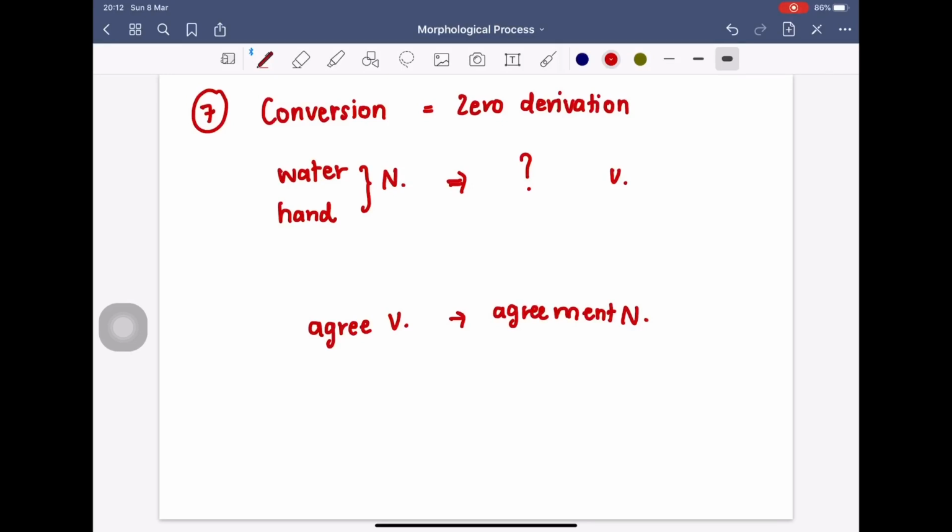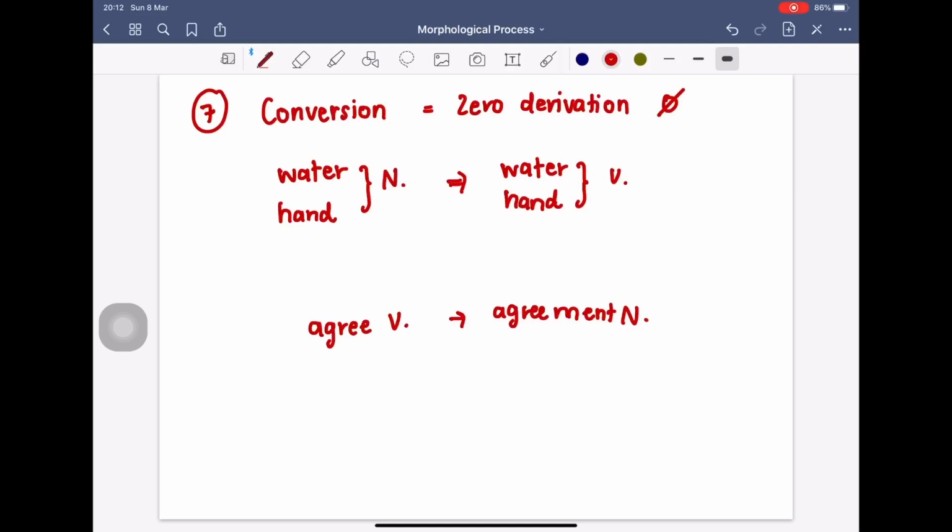But what about these two words? Water and hand. What would you do? So it's really, really simple. That's because you don't need to do anything. No need to add ly, or ing, or whatever, because the word water and the word hand can be the noun or the verb without adding any derivation. That's why it's called zero derivation, and it's different from affixation, right?